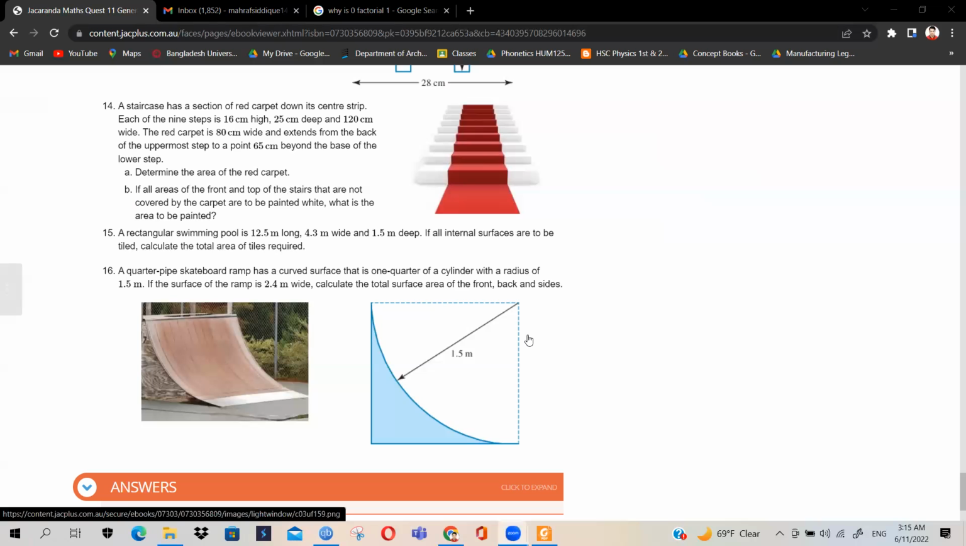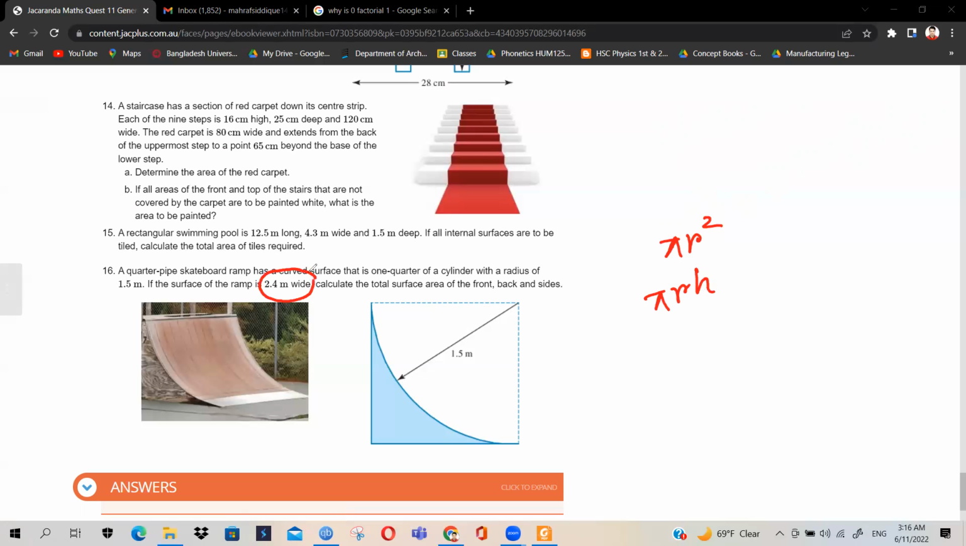Very good. Now, how do we calculate for front, back, and sides? For the sides, what we have to do is calculate pi r squared. And for the front and the back, you have to calculate the curvilinear surface area, which is pi rh. And again, which is misleading, 2.4 meter wide will be our height. So just plug in the values and you will get the answer.